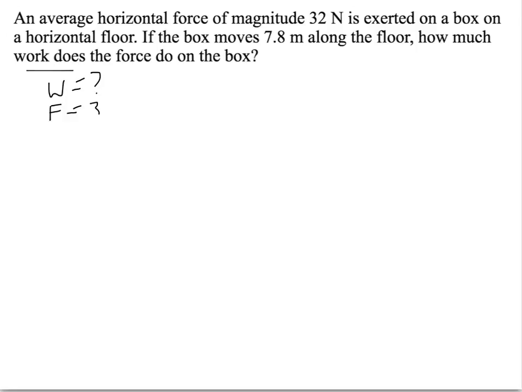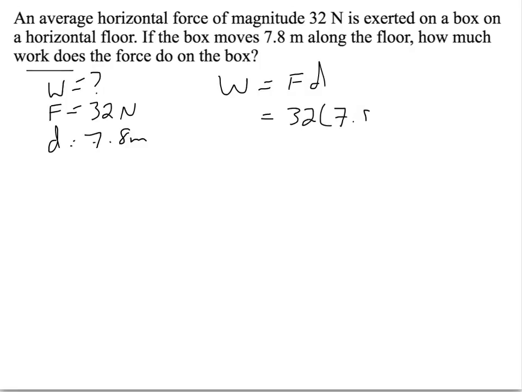Force, we're told, is 32 newtons, and distance we know is 7.8 meters. Work equals Fd, 32 times 7.8, and we get 249.6 joules. Since we have two sig digs, our answer becomes 250 joules.